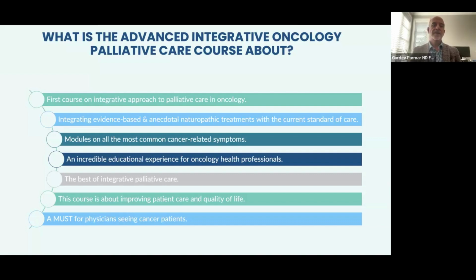This is an incredible educational experience for oncology health professionals, as well as those that just manage chronic disease, period. It's really about improving our patients' quality of life, and the quality of the care that we can deliver. And I think this is a must for any physician seeing cancer patients. If your practice is like mine, the majority of people that we see have metastatic disease and not necessarily curable intent treatment. Their treatments are palliative intent. It's to improve their overall survival.